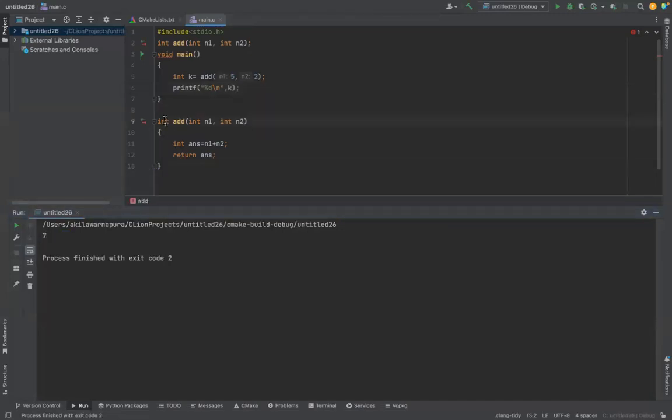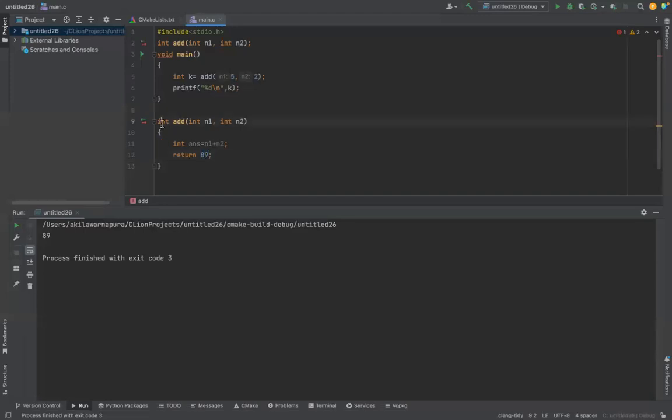Now here the return type is int. Therefore you need to return an integer type value. Suppose that instead of the hard-coded one, you return 89. Instead of whatever numbers you are adding, whatever numbers you pass, you just return 89. Then although you pass 5 and 2, it returns 89, and 89 is in the k variable. That means if the return type is int, you need to return an integer type value.